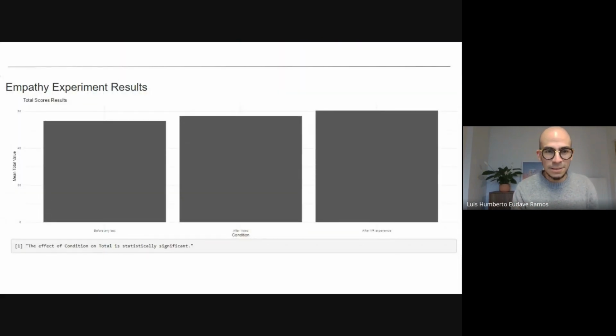And in the case of this year's experience, we got some nice results because the people who went through the virtual reality experience showed more empathy after the exposition to the virtual reality experience, which I actually wasn't expecting because my sample size was super small.